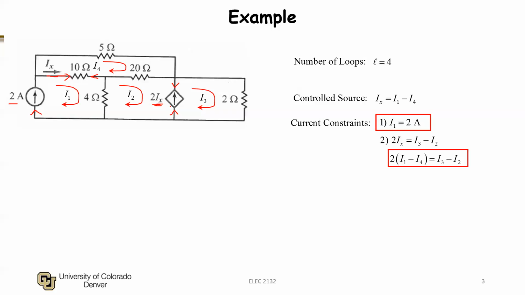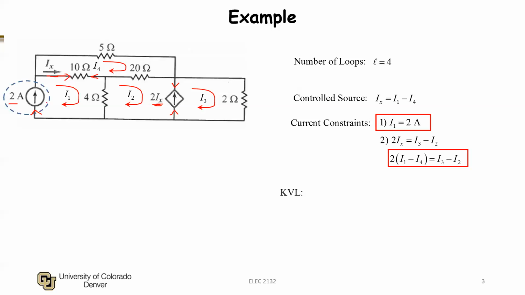Okay, so now I'm done with my current constraints. The next thing I need to do is apply KVL. So the question is, where can we apply KVL? Well, we want to try to apply KVL around each of my independent loops. So let's look at loop 1. Can I apply KVL around this loop?